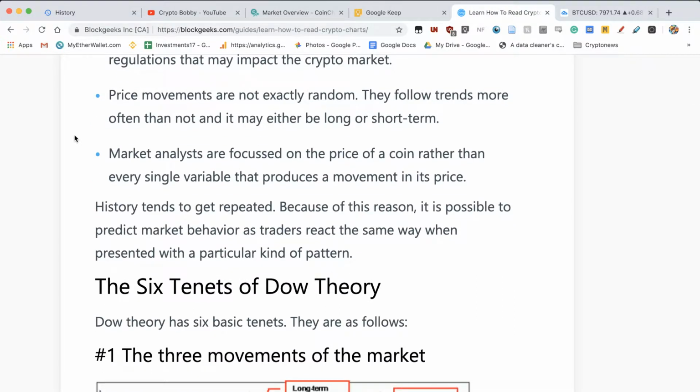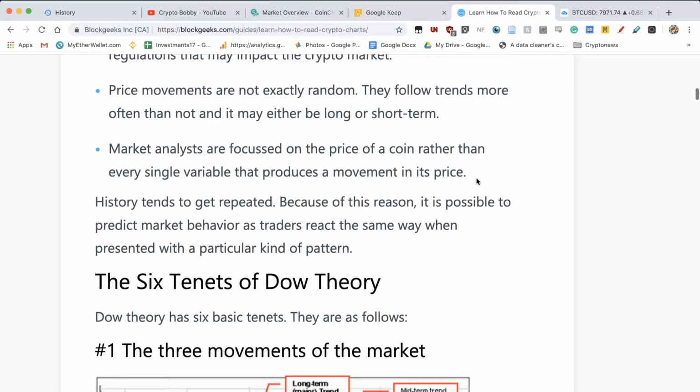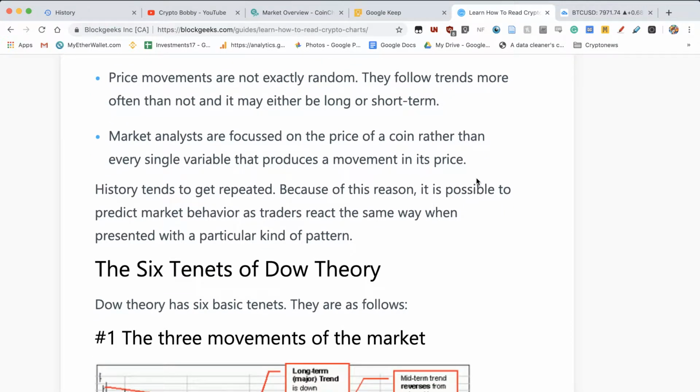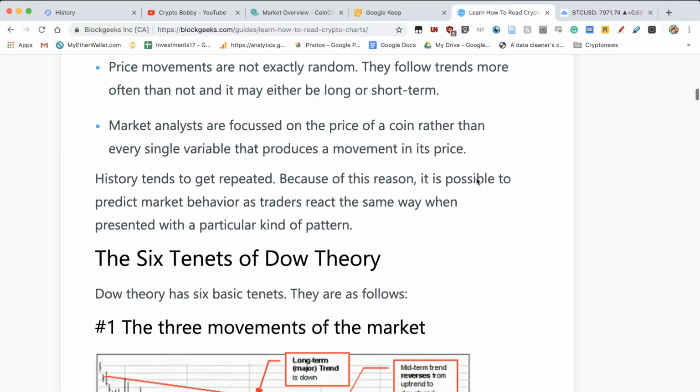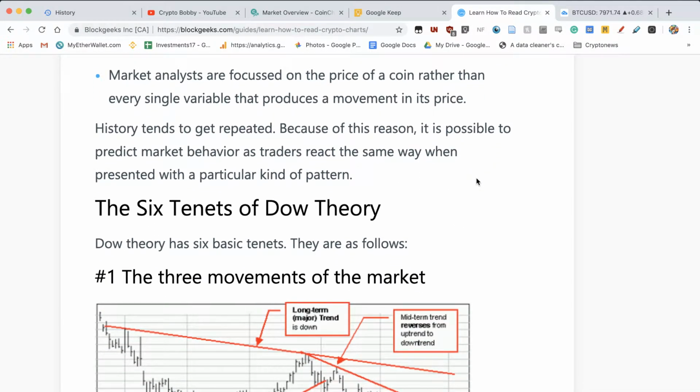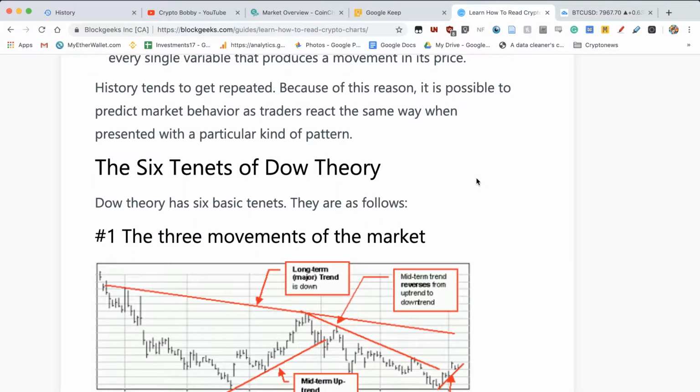Market analysts are focused on the price of a coin rather than every single variable that produces a movement in its price. You differentiate between technical analysis, which is all about charts and the price movement, and fundamental analysis, where you look at the news that is happening and so on. All in all, you can use both, but this video is going to be more about technical analysis.